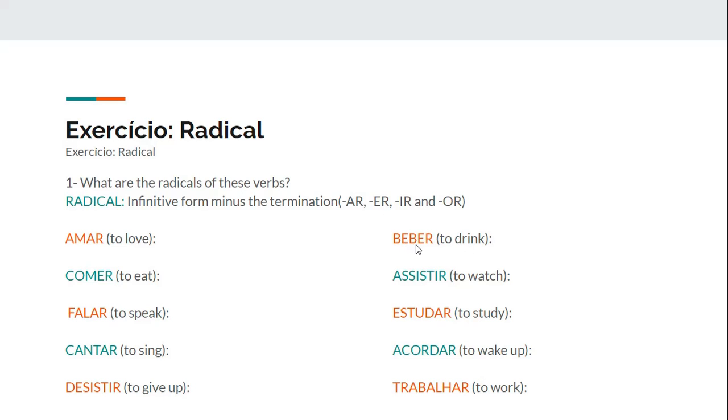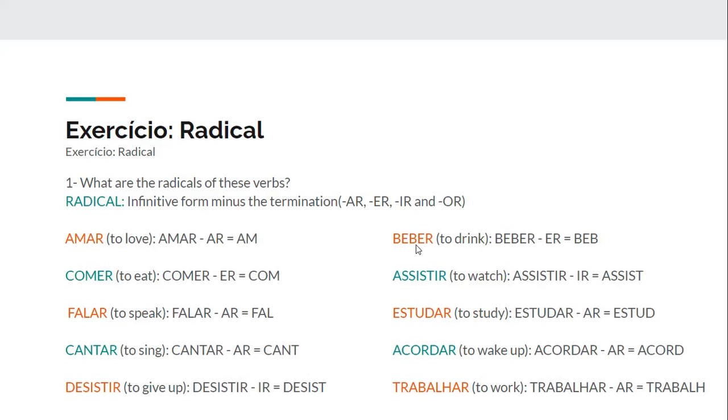So maybe you would like to pause this video now, try to think about it, and I will reveal the answer now. So here, as I said, we have com, fal, cant, desist, beb, assist, estud, acord, and trabalh, like this, following this structure, so the verb in the infinitive minus the termination.